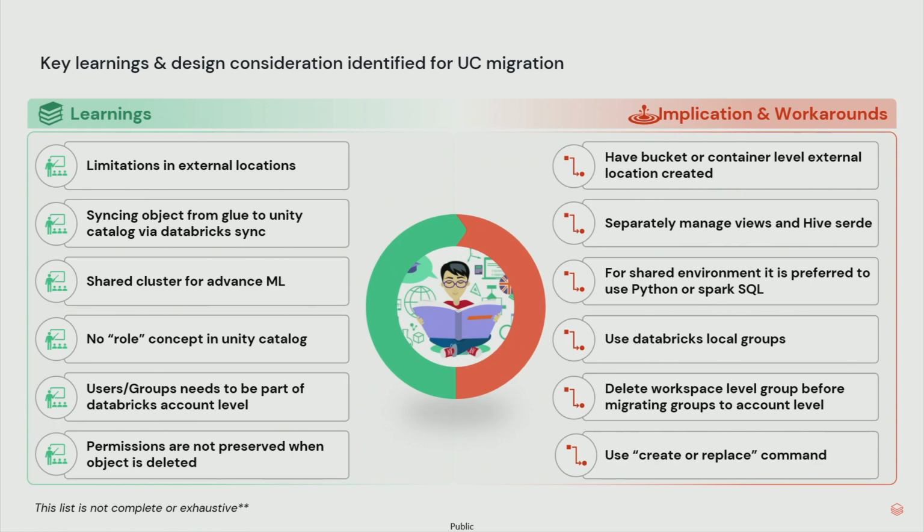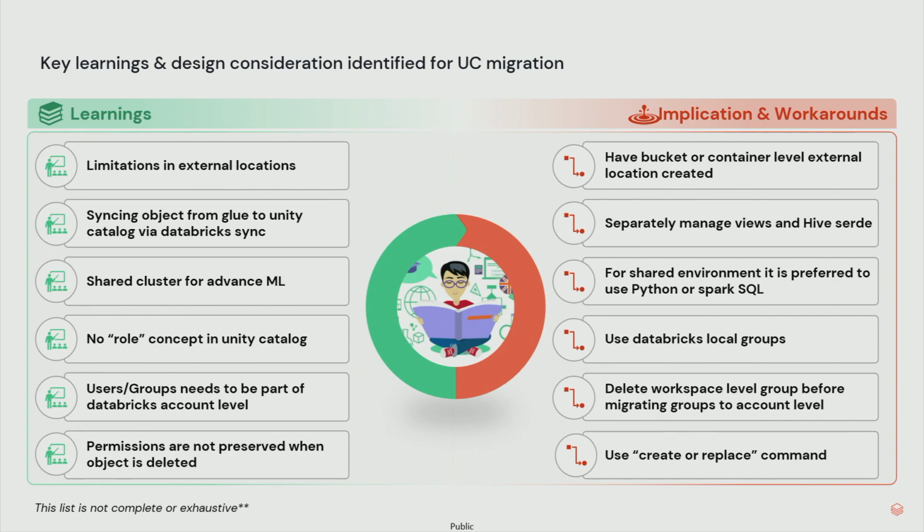Lastly, or a few more: there is no role concept like in a typical other data governance tool. There is no role concept in Unity Catalog, but you can get away with that by just creating Databricks account level groups.